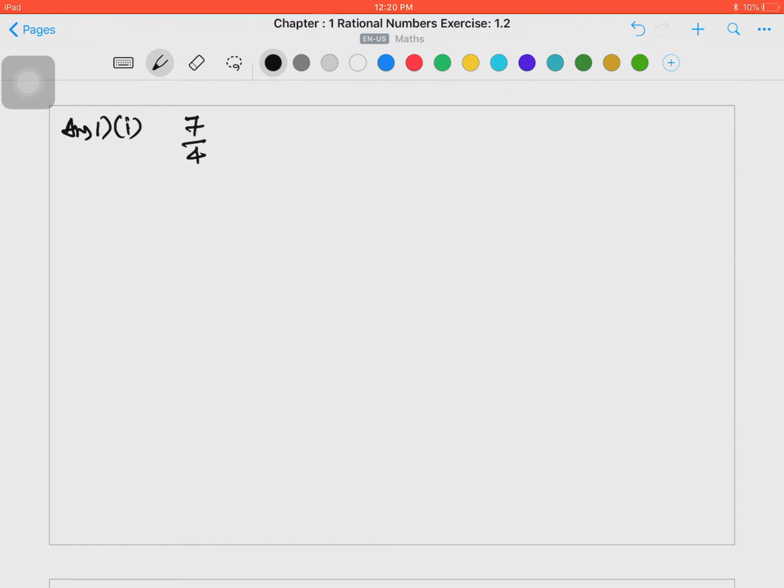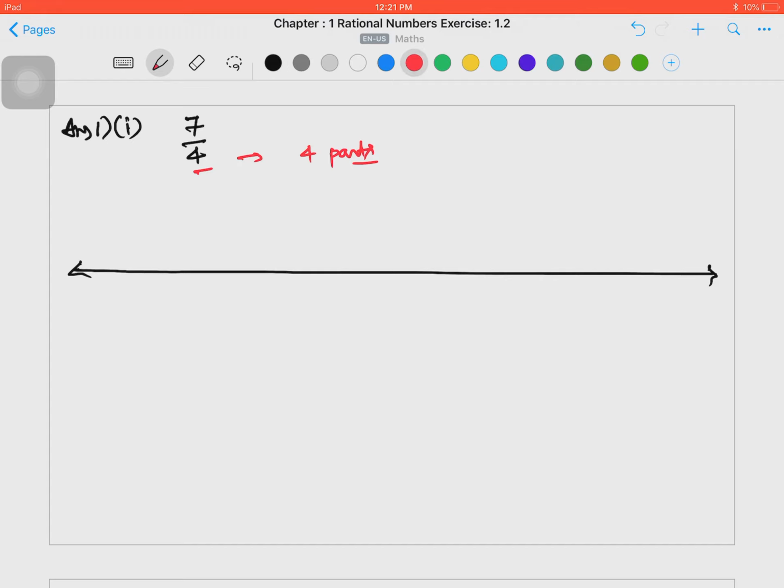First we have to notice that the number in the denominator is 4. That means we have to divide the region between each number into 4 parts. This red portion you don't have to write in your notebook, it's just for your understanding. So first you will have to draw a straight line which will be our number line. Here we'll mark the 0, then we have 1, 2 and 3. Now we have to divide the region between each number into 4 parts.